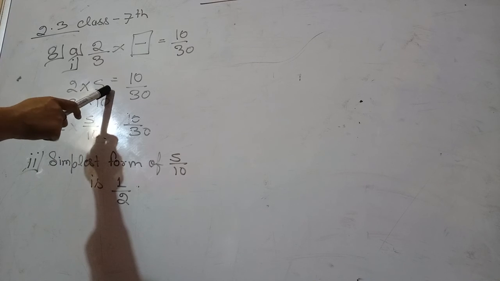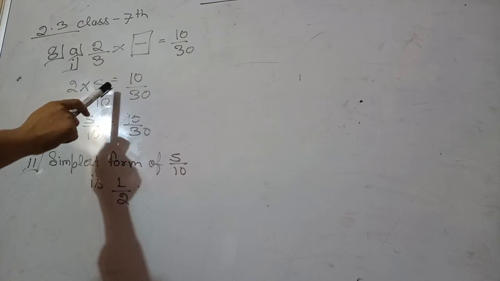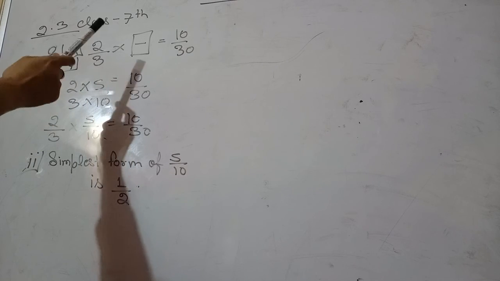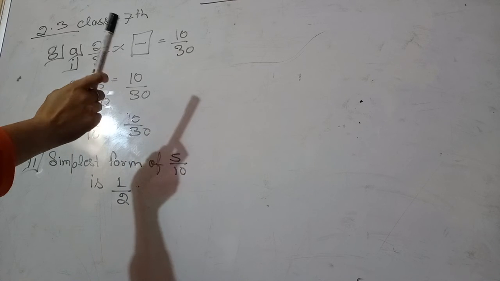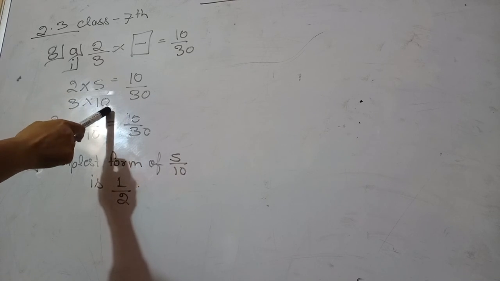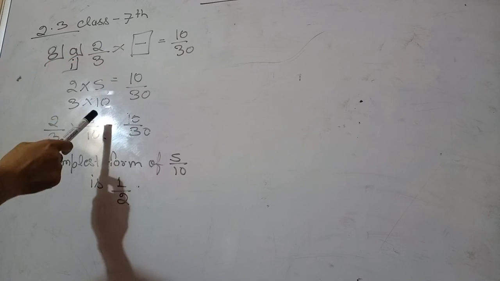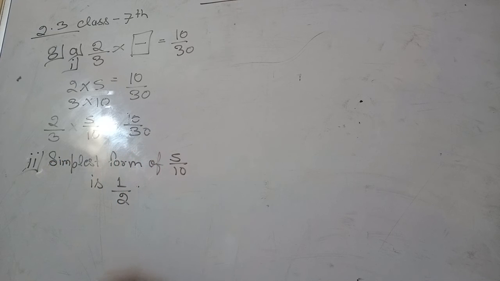So what can we write here? 2 multiplied by 5 gives us 10. So what is the missing number in the numerator? 5. And what should we multiply with 3 to get 30? When we multiply 10 with 3 we simply get 30. So the missing number for the numerator is 5 and for the denominator is 10. So what is the missing box here? 5 by 10, because 2 5s are 10 and 3 10s are 30. This is the first option of it.